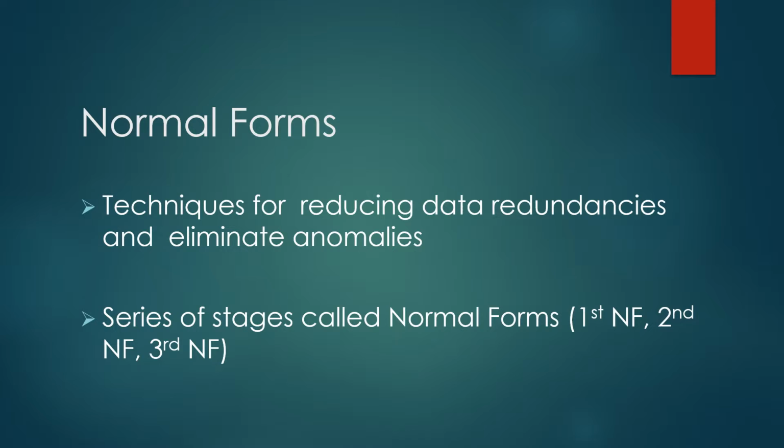Normalization is the building block of a relational database. It helps reduce data redundancies and eliminate anomalies through a series of stages called the normal forms. We have the first normal form, second normal form, and third normal form. The highest level is not always desirable.